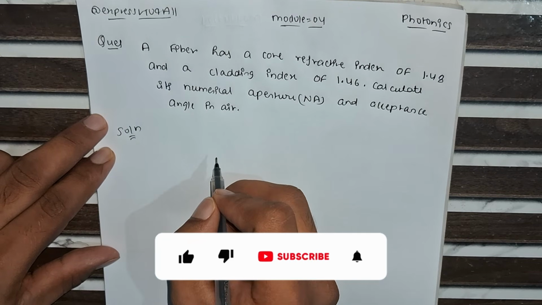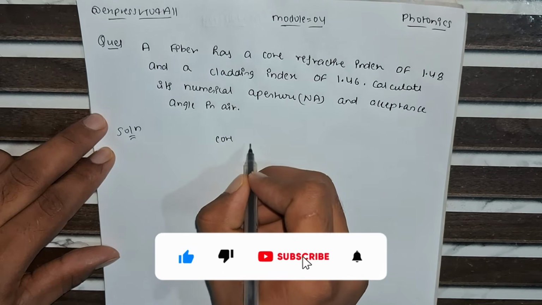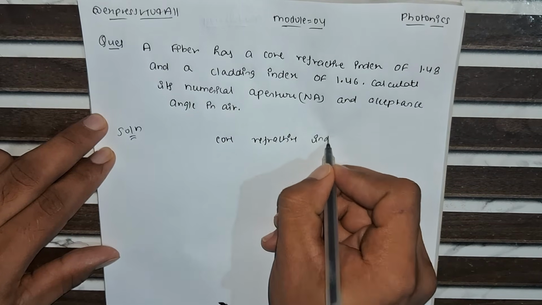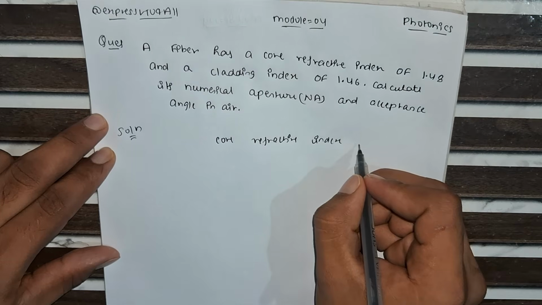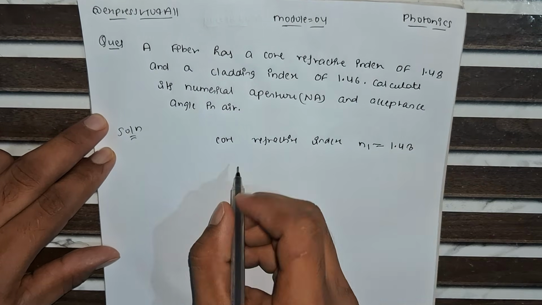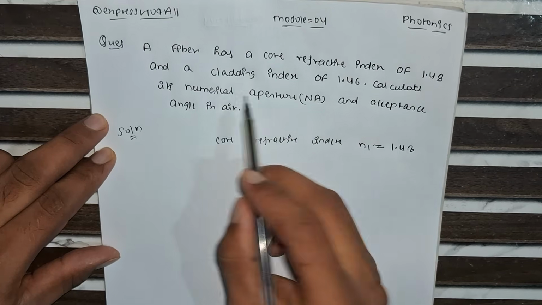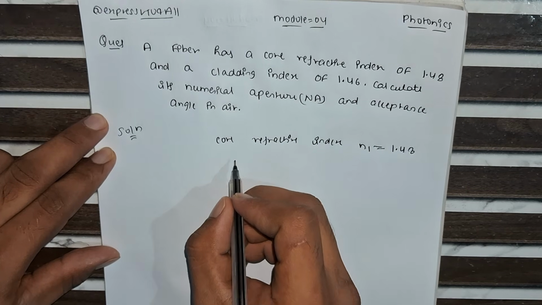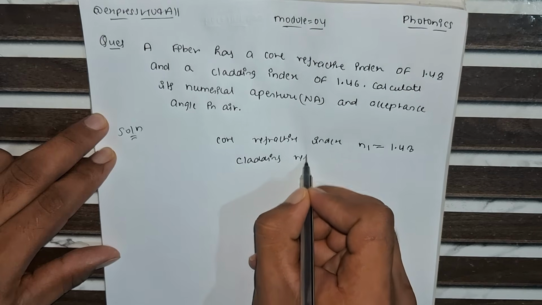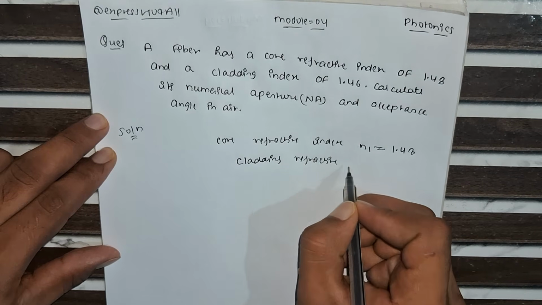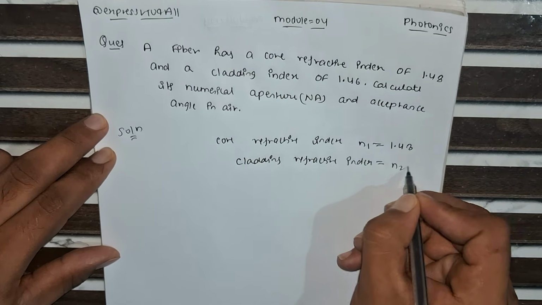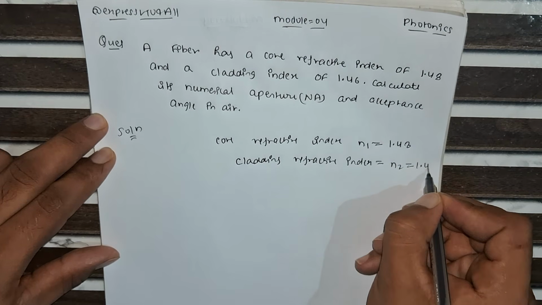So what is the core refractive index? Core refractive index, which can be represented as n1 equals 1.48. Our cladding refractive index, which is n2, equals 1.46.